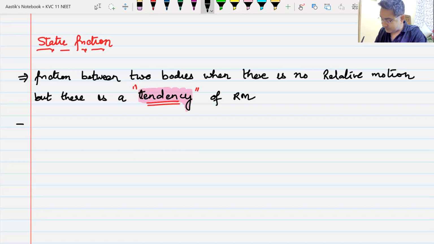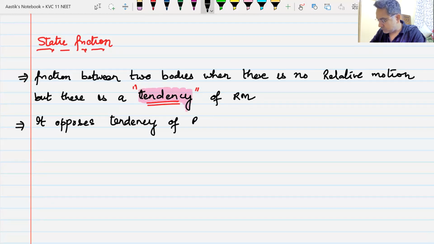What does this static friction do? It opposes the tendency of relative motion. Static friction opposes the tendency of relative motion. What do you mean by this tendency of relative motion?